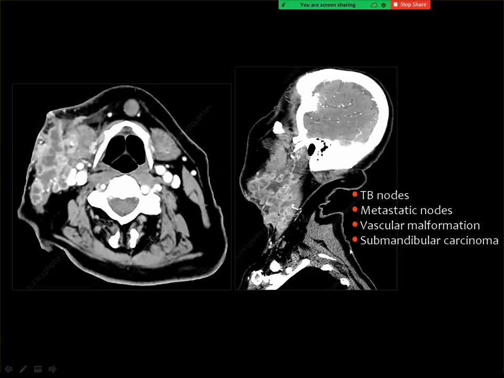Next case is axial and sagittal reformatted images of the neck, where you got a heterogeneously enhanced mass on the right side. And these are the suggested diagnoses: TB lymph nodes, metastatic nodes, vascular malformation, and submandibular carcinoma.